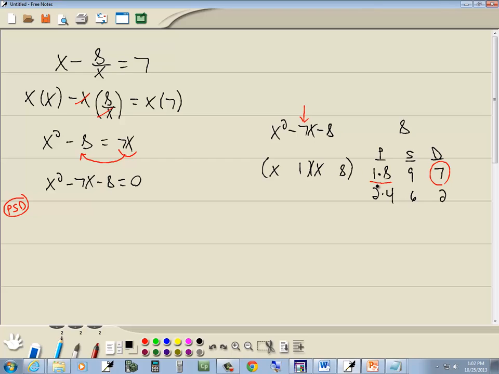Now our larger number in the P column that we're using, which is the 8, will always be the same sign as the middle term, which in this problem is a negative. Now the number we circled is in the difference column, D for different signs, means one will be positive, one will be negative. If the 8 is negative, then the 1 has to be positive. So this factors as x plus 1 times x minus 8 equal to 0.